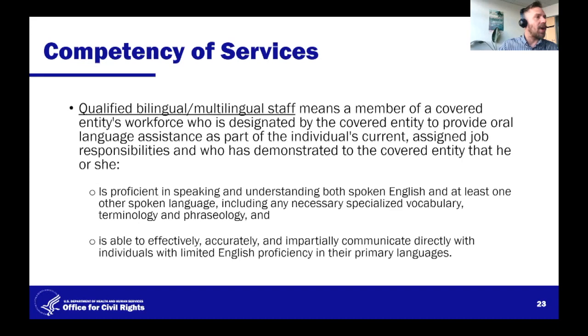For qualified bilingual or multilingual staff, Section 1557 also provides a definition. This is members of the recipient's workforce whose main professional duties might be something other than language assistance, but who possess the necessary language skills to provide language assistance. We see this commonly with bilingual or multilingual nurses who work in an emergency setting and may want to use their language skills to provide treatment where there may not be time to obtain a staff interpreter, or for front office staff who may engage in simple basic communications directly in patients' primary languages.